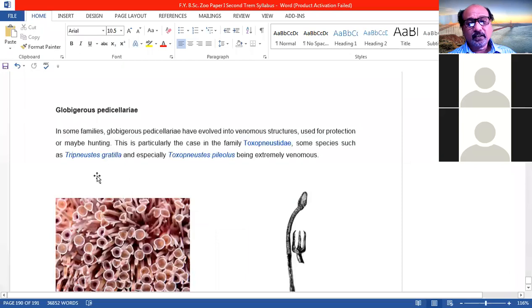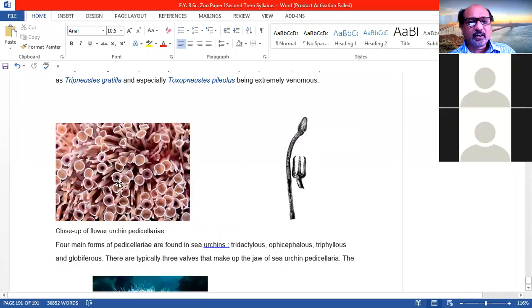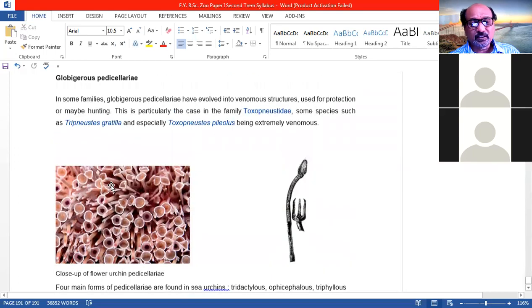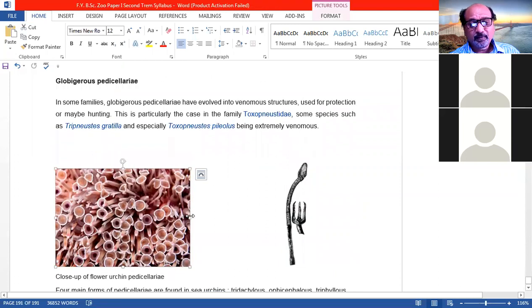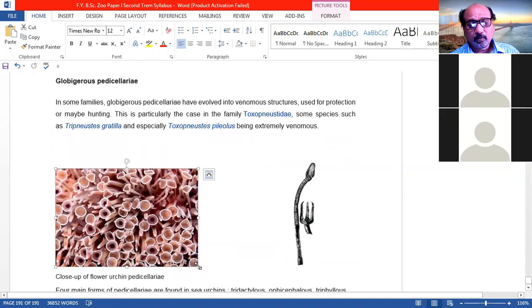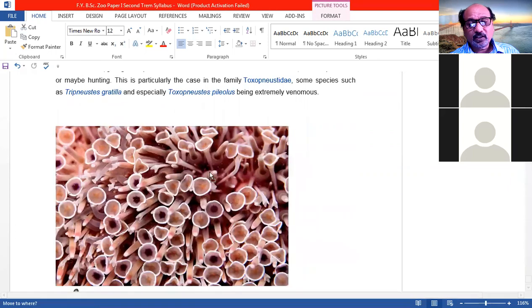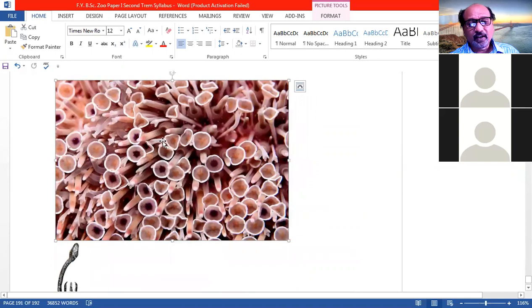In the case of the echinus, all four kinds of pedicellariae are found in the majority, including the one known as the globiferous. Globiferous is a sucker-like structure. This is the enlarged structure for us to see: large, flower-like, sucker-like, cone-like structure, and these cones are directly attached to the substratum or objects.